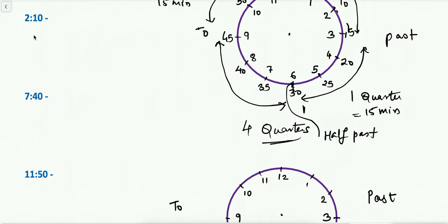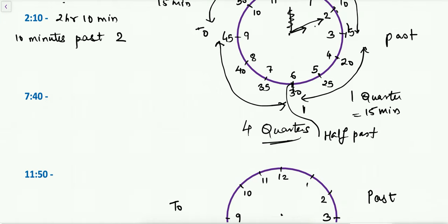So how will we read the time in past format? Generally we say 2 hours 10 minutes, and in the past one, that is 10 minutes past 2. That means 10 minutes is already over. If the needle is here at 2, and the minute hand will also be on 2. So this is 2:10.